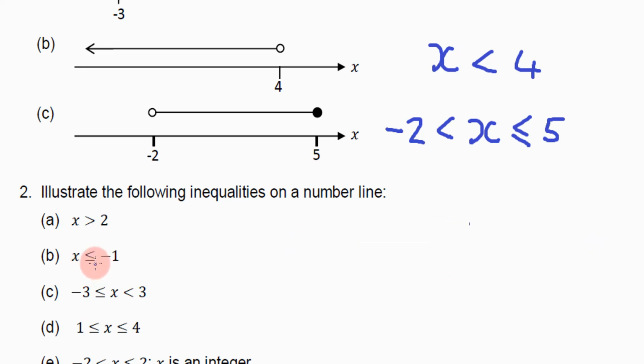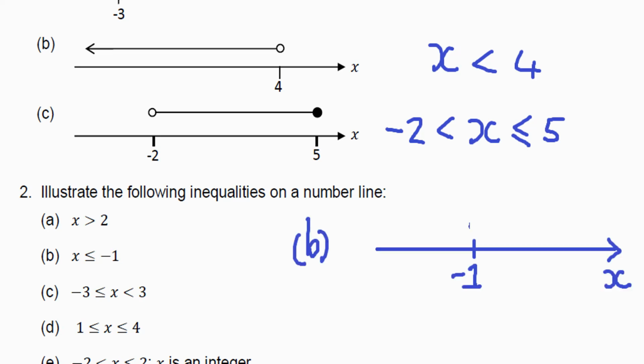In B, we have x less than or equal to -1. So we can draw the number line. x less than -1 tells us that the arrow must point to the left of -1, to numbers smaller than -1. And then x can also be equal to -1. So that means that we need a dot at -1. So x less than or equal to -1 includes all the numbers smaller than -1 as well as -1 itself.